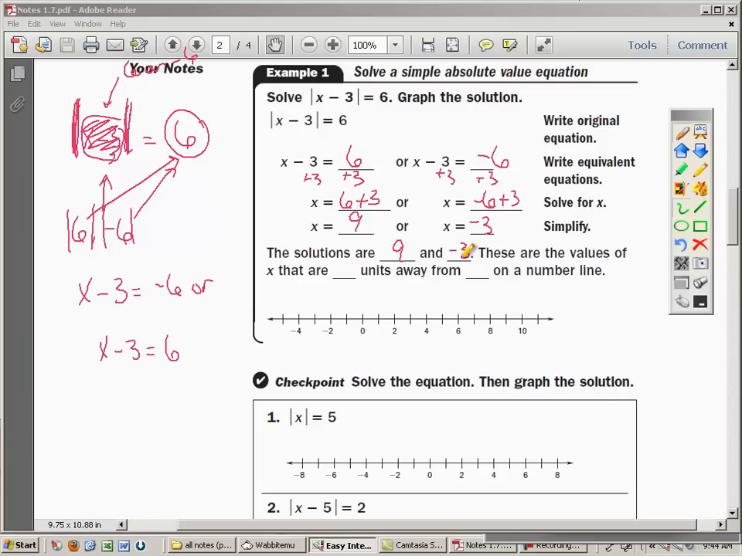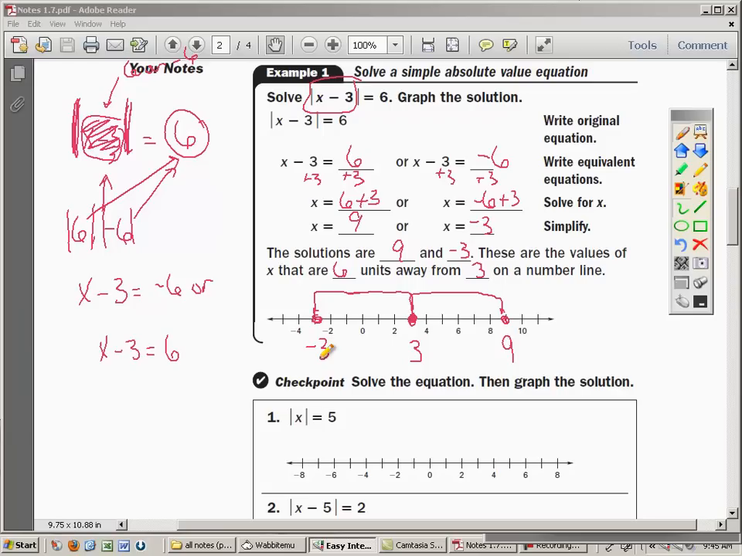What that's saying is these are the two values of x that are 6 units away from 3. Because again, the distance from x to 3 is the way that they're teaching it to you here. So here's 3, and then 6 to the right of that would be at 9, and 6 to the left of that would be at negative 3. All right? And so the two numbers that are 6 away from 3 are 9 and negative 3.